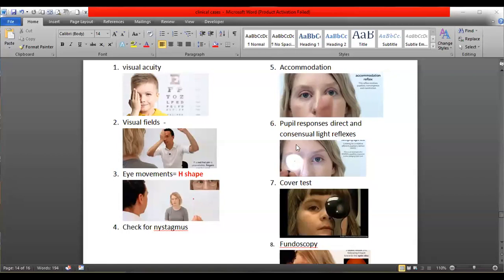Okay, so again, we need to memorize these steps with practice. Without practice, this eye examination is totally impossible. So first thing, checking whether the child is able to see or not. Then after that, visual acuity, visual field, eye movement, and at the same time, we'll find out nystagmus. If there is nystagmus, that will be more prominent during the checking of eye movement.